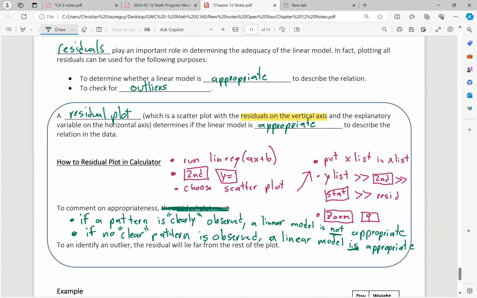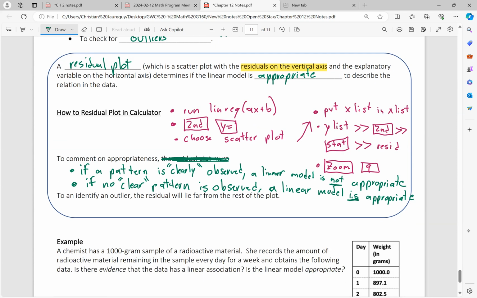What the residual plot does is exaggerate nonlinear patterns. So if there was a secret pattern that you couldn't see in the original scatter plot, this residual plot will exaggerate the pattern. So if you see a pattern, that pattern is nonlinear, so a linear model is not appropriate. But if there's no pattern, a linear model is good. So yes pattern, no linear. No pattern, yes linear. It's kind of uncomfortable at first. And just real quick, to identify an outlier, the residual will lie far from the rest of the plot. It'll be very, very clear, so I wouldn't worry about that.